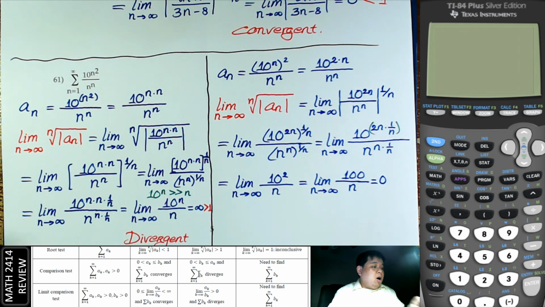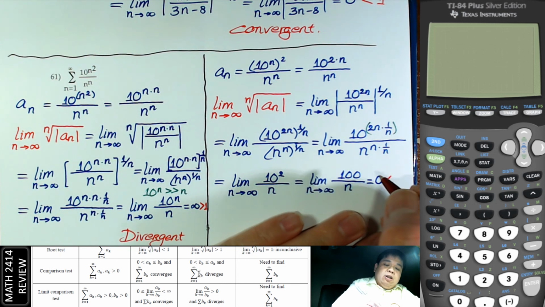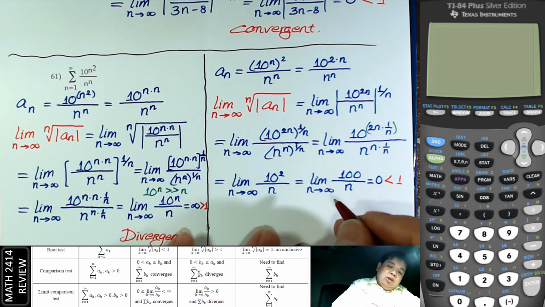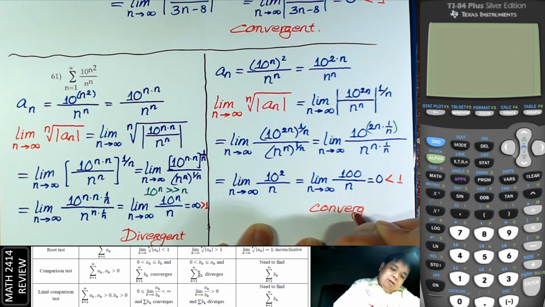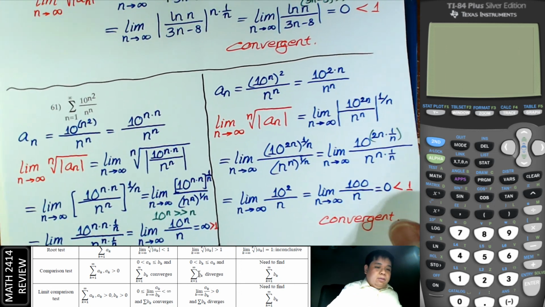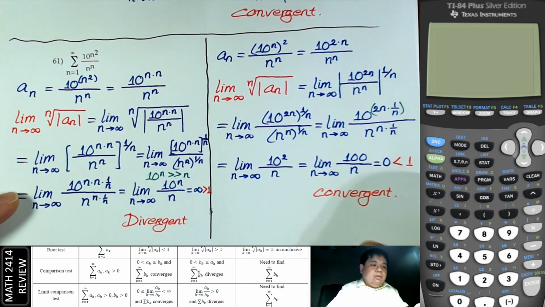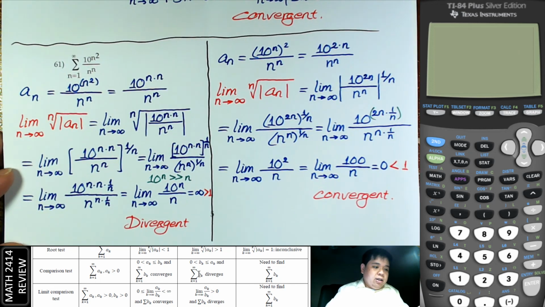Right? The bottom is getting bigger and bigger, where the top is constant. So the bigger the denominator, the smaller the quotient. Essentially it goes to 0. 0 is less than 1. So by the root test, it is convergent. Right, so that is the root test.